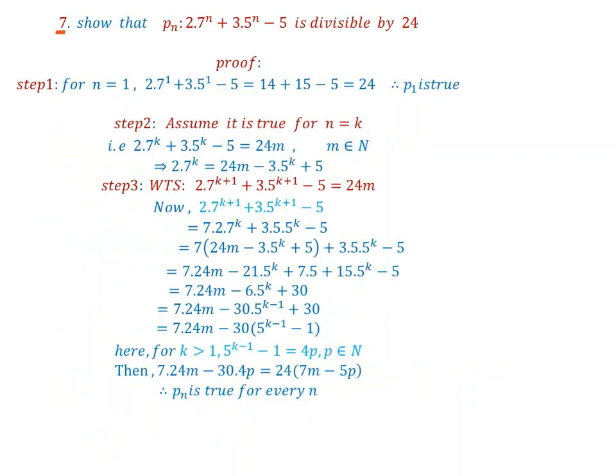Example number 7: show that the proposition 2 times 7 to the power of n plus 3 times 5 to the power of n minus 5 is divisible by 24. This is a given statement. We need to prove it by using the principle of mathematical induction. Now step 1 for mathematical induction is that it is true for n equal to 1.